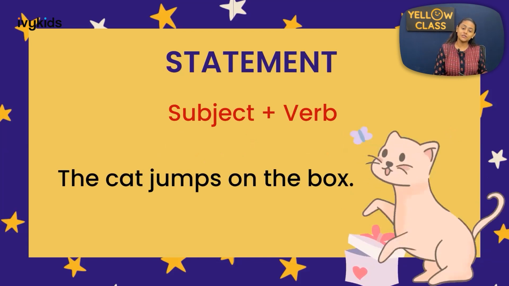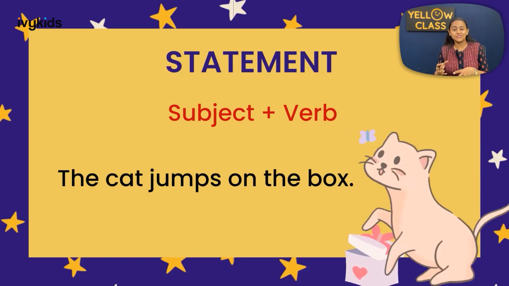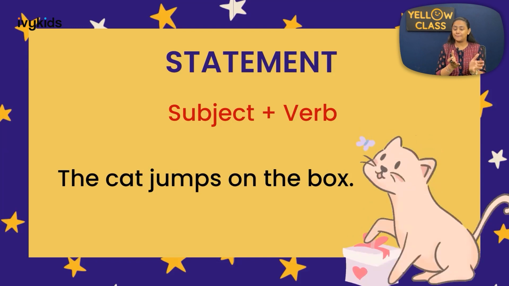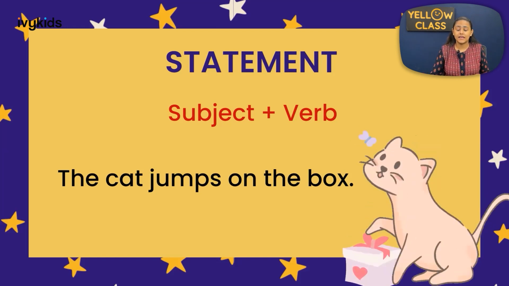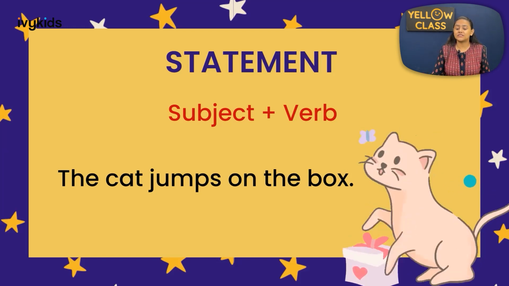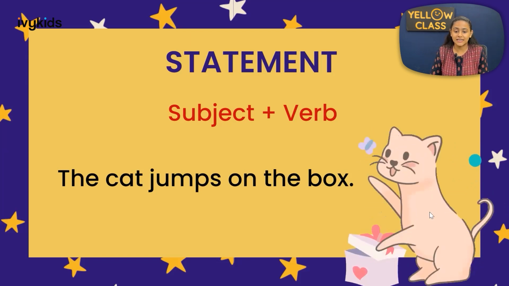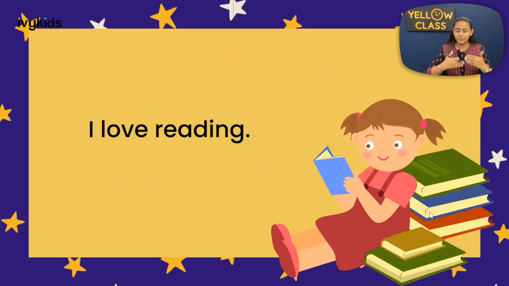Now, when we are talking about statement, when we are talking about combination of subject and verb, we have an example. The cat jumps on the box. This is a statement. Keep looking at the images, keep looking at the illustration that I'm showing, and okay, we'll practice that too. I love reading. Okay, look at that girl. She has so many books around her. She's even reading a book. So by looking at this image, we can say that she likes reading, right?